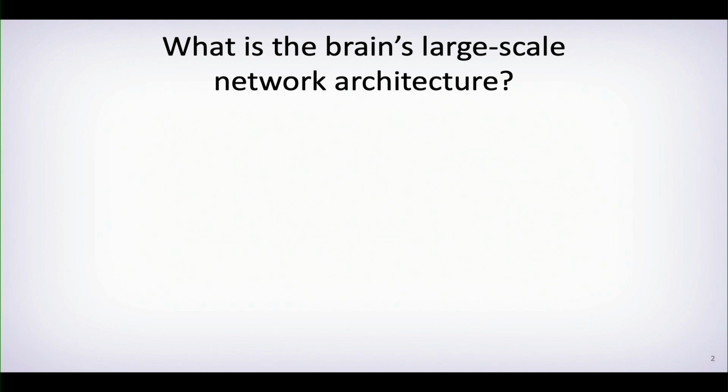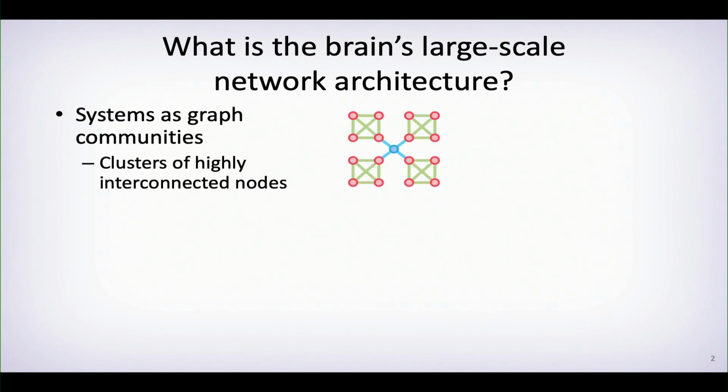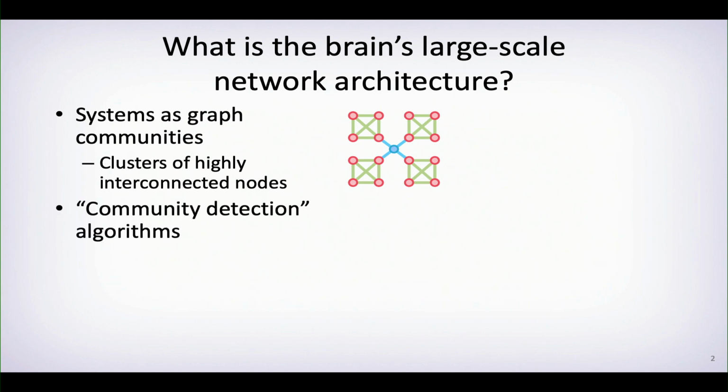So I want to begin by asking a question. What is the brain's large-scale network architecture? One way to start to answer this question is to think of brain systems as graph communities. These are clusters of highly interconnected nodes. So in this case, there are 4 graph communities associated by a single hub node. Why do we need these algorithms? Well, even in this really simple case, the data is going to come in looking more like this, and we need some way to even begin to see the structure.